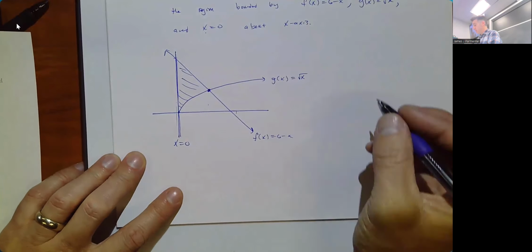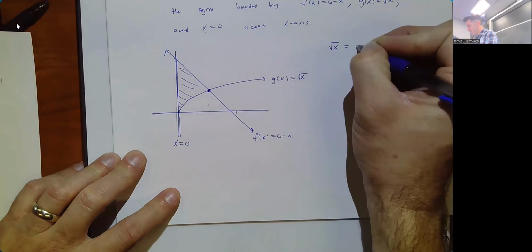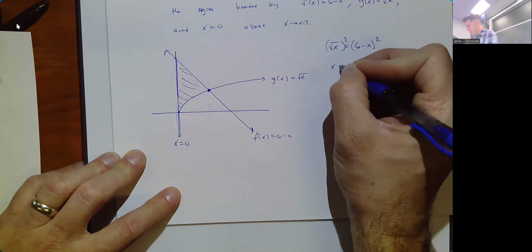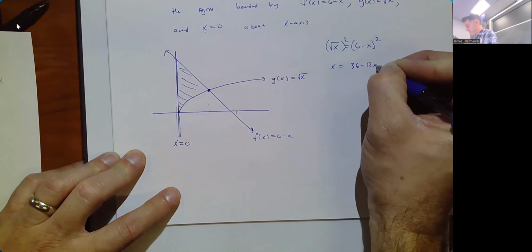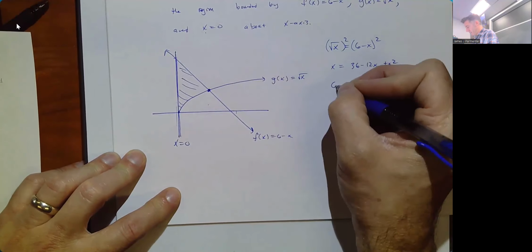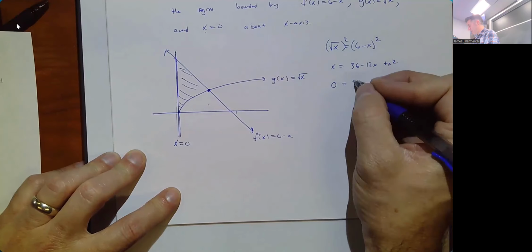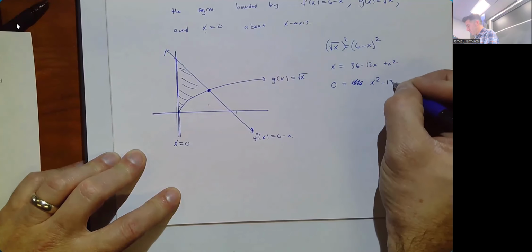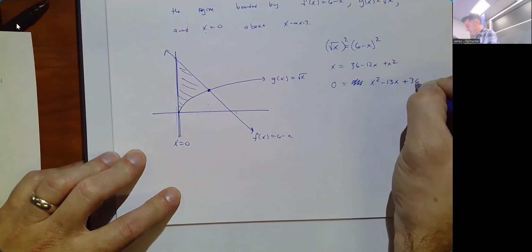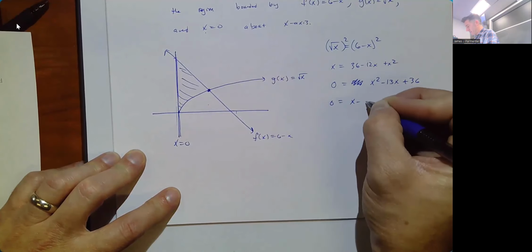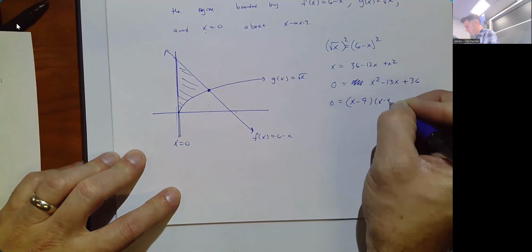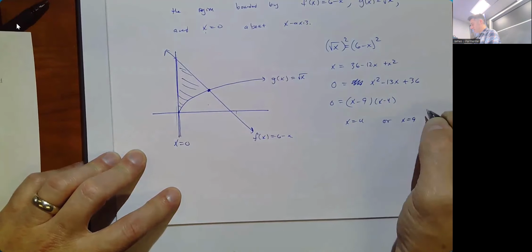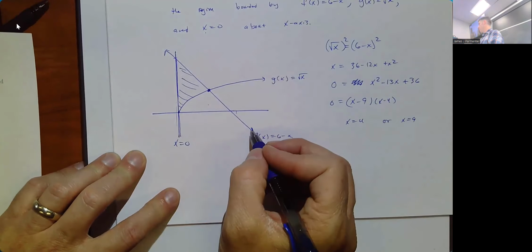Although you totally could, you could say square root of x equals 6 minus x, square both sides. You get x equals 36 minus 12x plus x squared. Subtract x, and you write this in the more normal way. Minus 12 minus 1 is minus 13. Then the right side factors as x minus 9 times x minus 4, and you end up getting x equals 4 or x equals 9. But x equals 9 is the one that's down here.